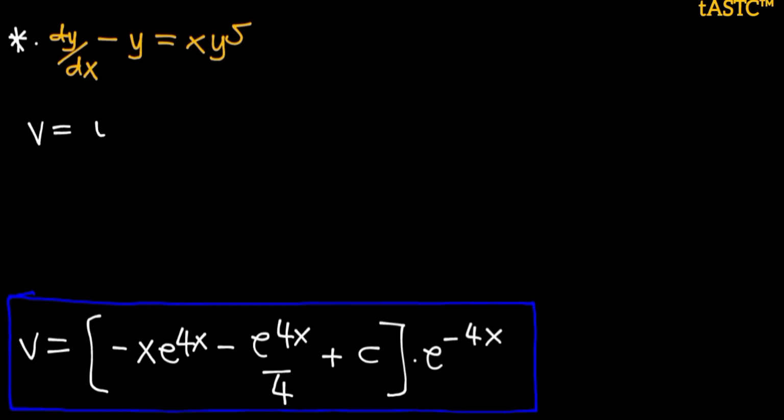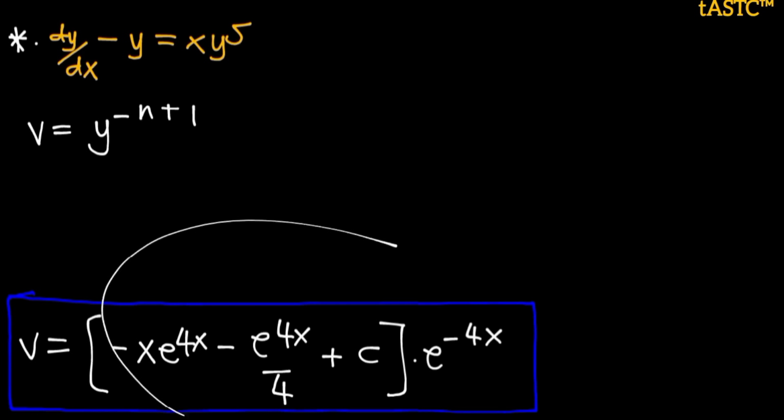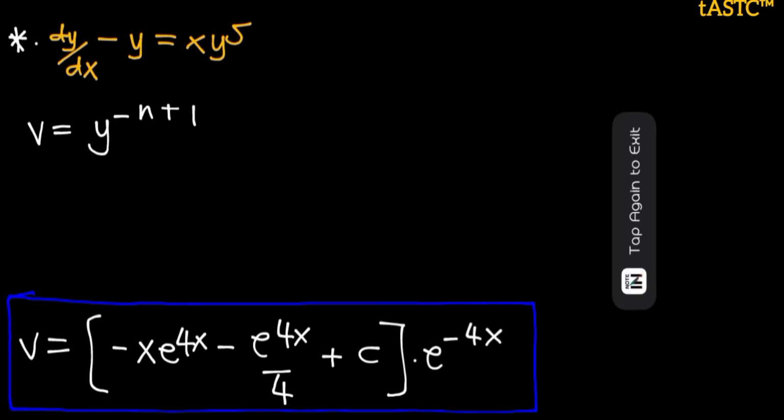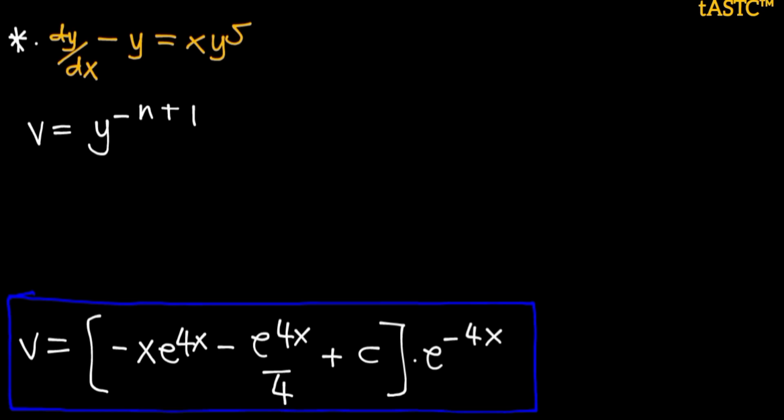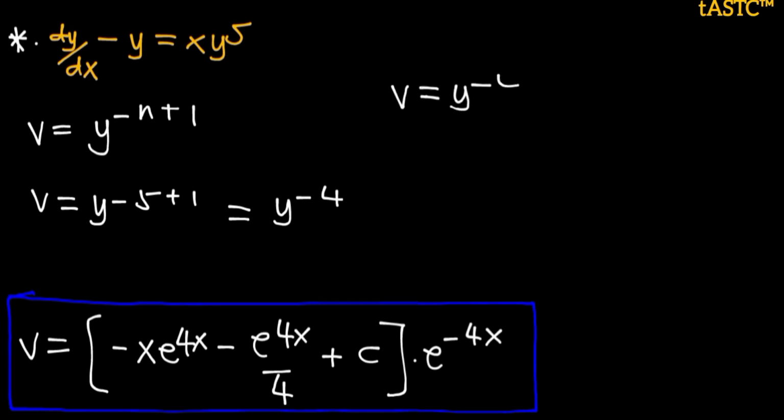V was equal to y to the negative n plus 1, right? This is v, so I'm going to take this out. Now, v is equal to y to the negative 5 plus 1, so that was y to the negative 4, right? So if we have v equal to y to the negative 4, how then can you find y? We would need to take the power of negative 1 over 4 on both sides. So that is to the power of negative 1 over 4.